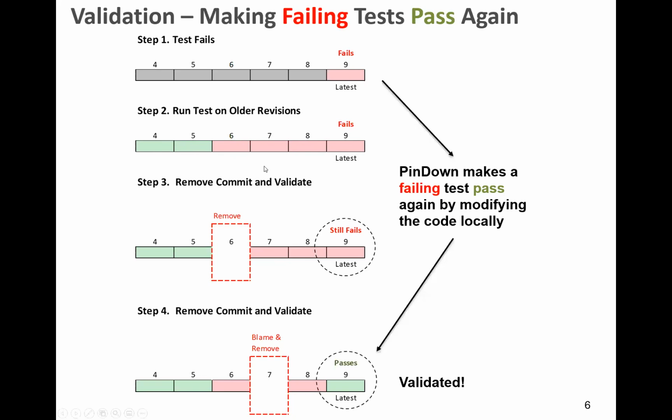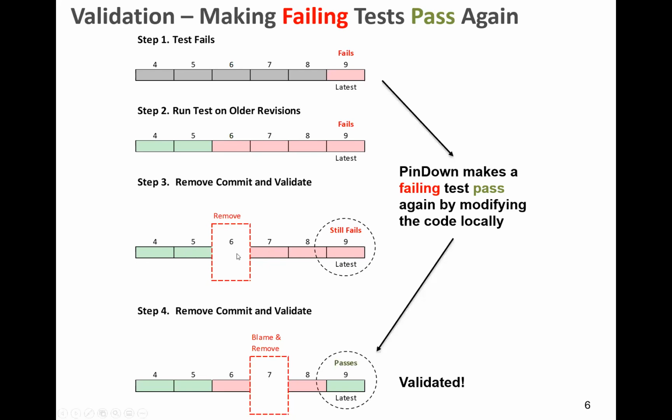Now we will do the validation. So in step 3, we will validate, as we did in the demo. That just means we back out revision 6. We leave everything older and younger in there. So 4, 5, 7, 8, 9, they're still there. It's only 6 we backed out. We rerun this same test and see it again, but now it still fails.